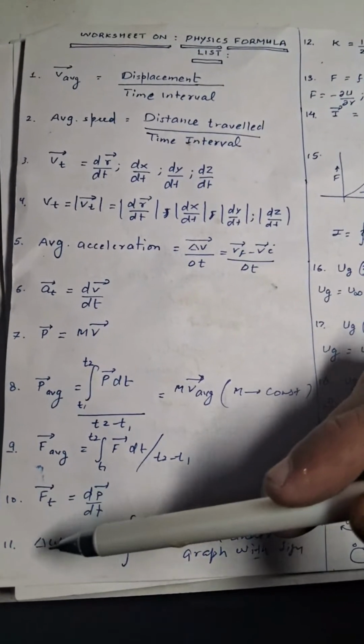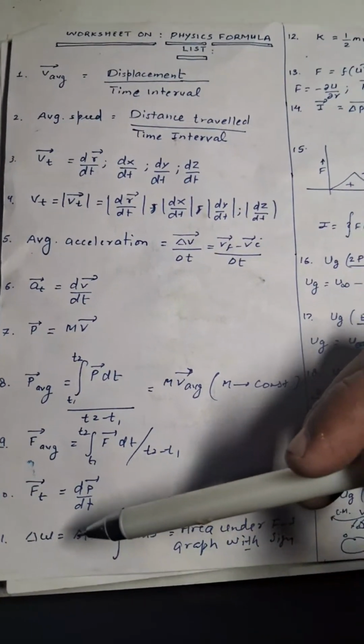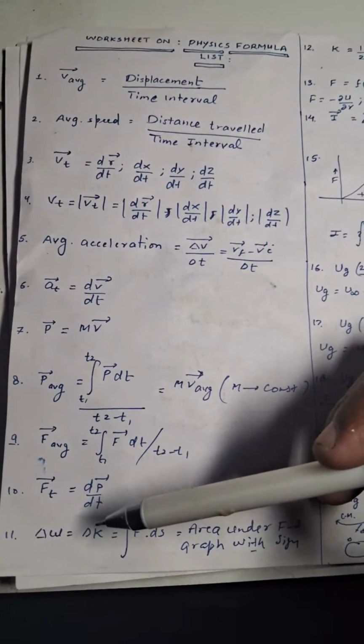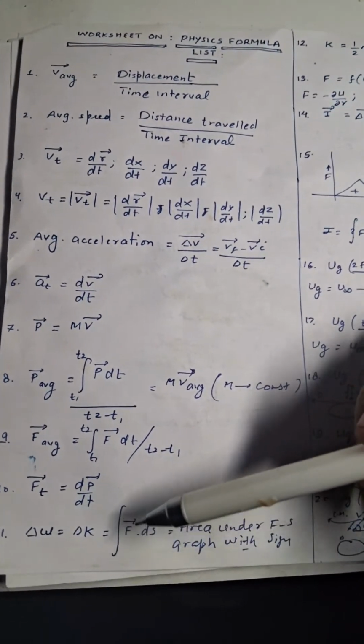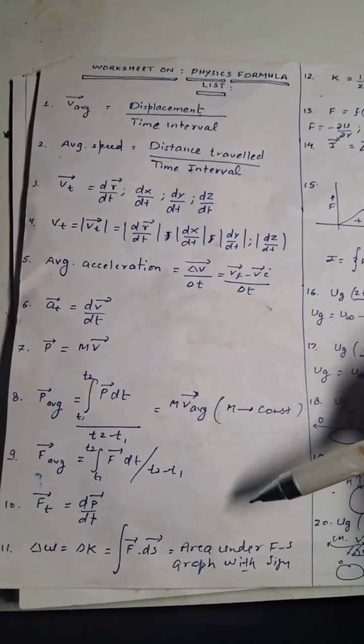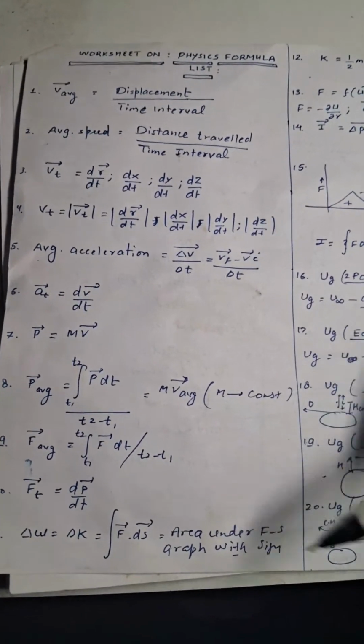Then we have another theorem which is called the work energy theorem, according to which work done by all forces on a system is equal to change in kinetic energy of the system, which is given by integration of f dot ds, which is area under force displacement graph with sign.